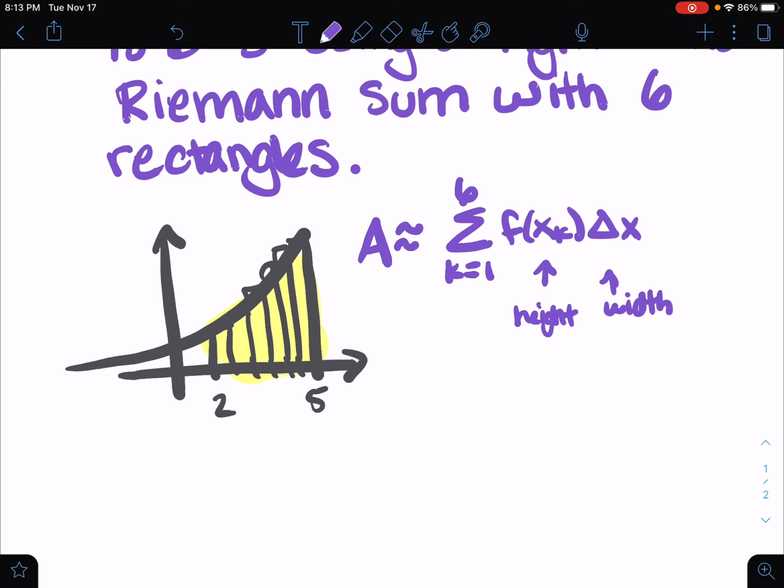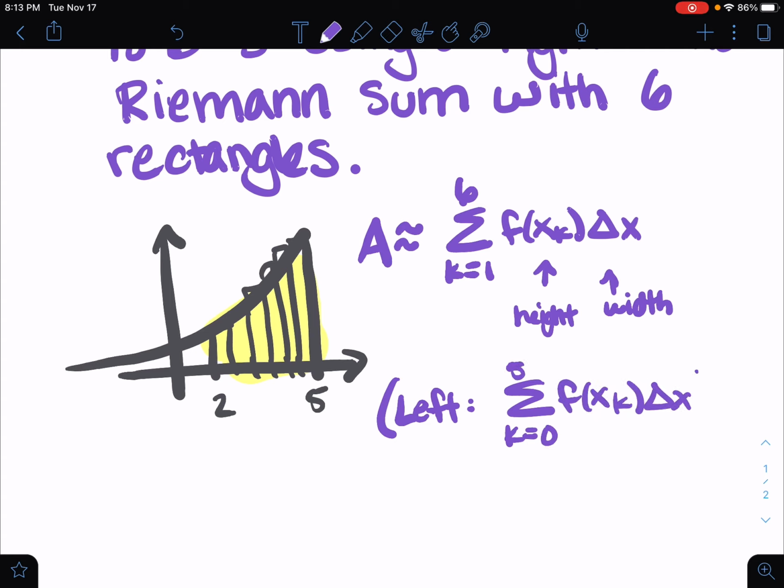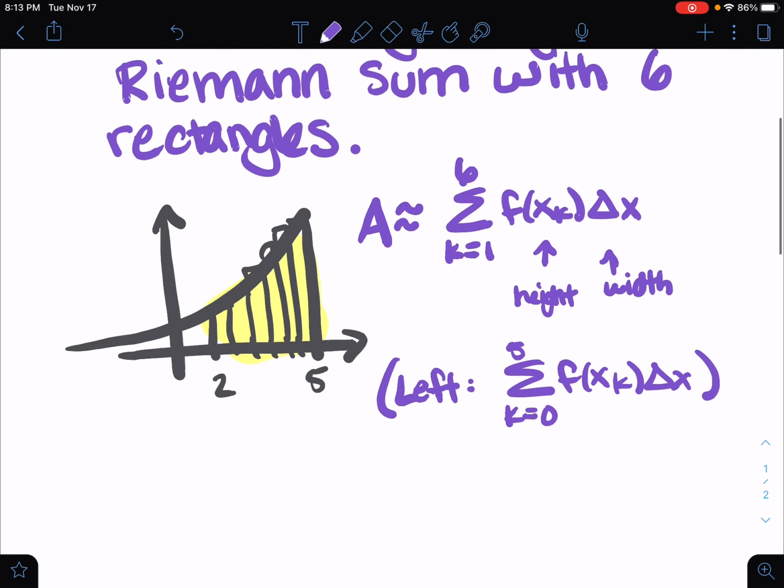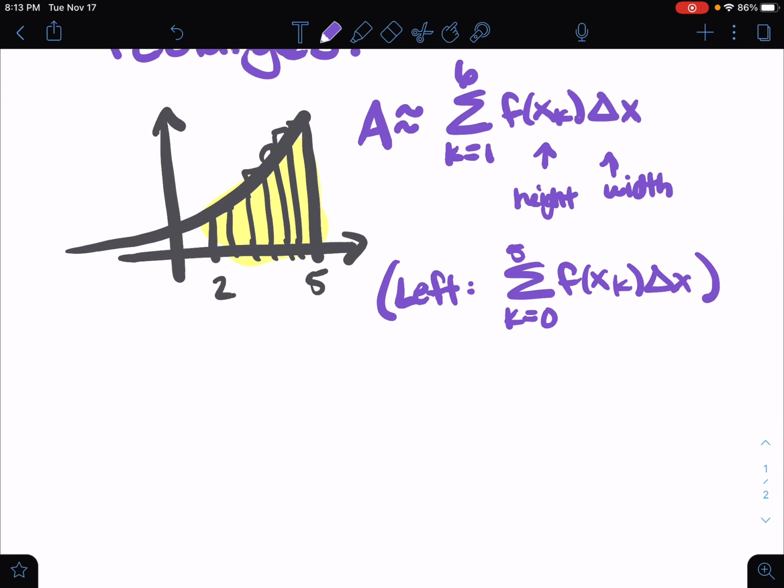This is a right-hand sum. If we wanted a left-hand sum, then it would be a sum from k equals 0 to 5 of f of x sub k times delta x. So that's the difference between the right-hand sum and the left-hand sum. When we get down to it, it's a question of where we measure the height of our rectangle, from the left end point of the interval or the right end point of the interval. So what do we need in order to use this formula? We need delta x, and we need to know where x sub k is.